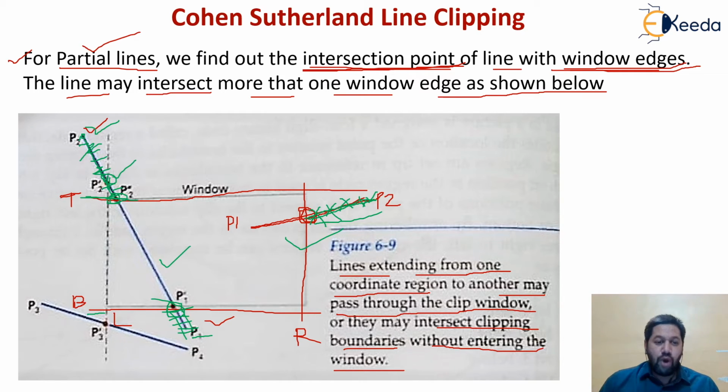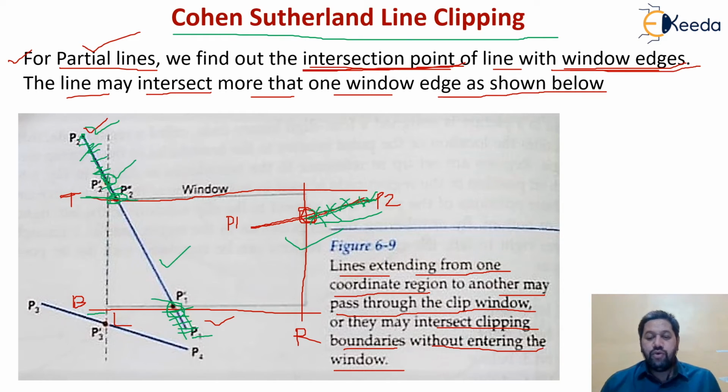So this is what the Cohen Sutherland line clipping algorithm does. I can say that the Cohen Sutherland line clipping algorithm has three steps. In general, what is step number one?